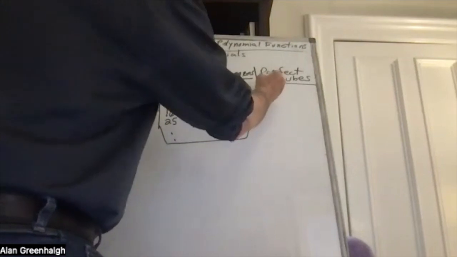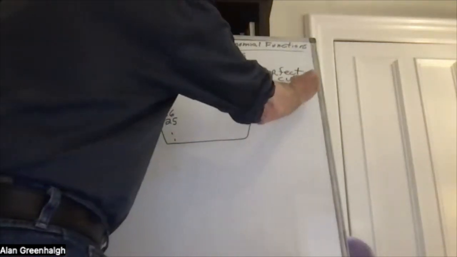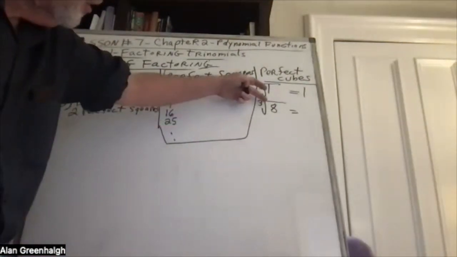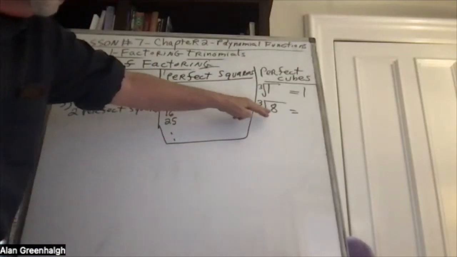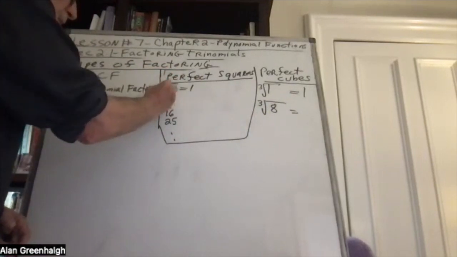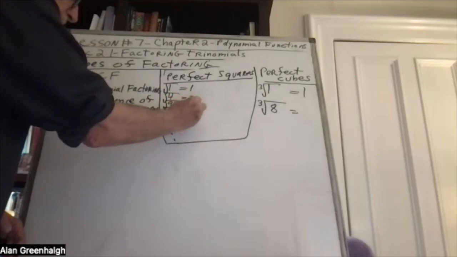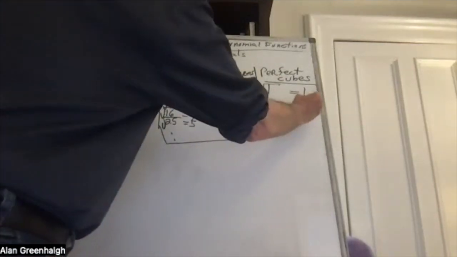What's a perfect cube? 1 is a perfect cube because the cube root, the third root of 1 is 1. The third root of 8. In other words, the number where something times something times something is equal to that number, as opposed to the square root where it's just something times something. Now it's something times something times something. So this is going to be 2.